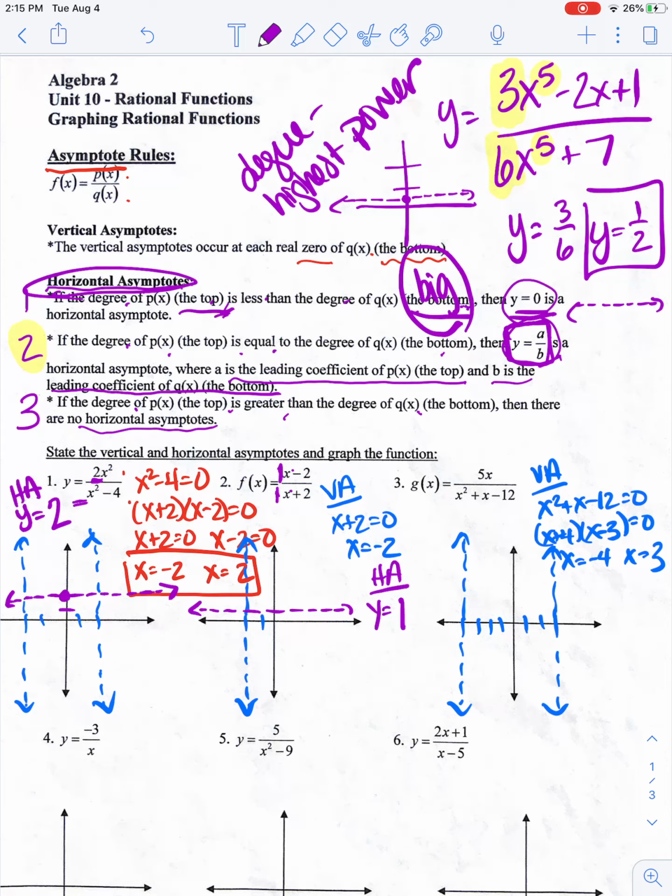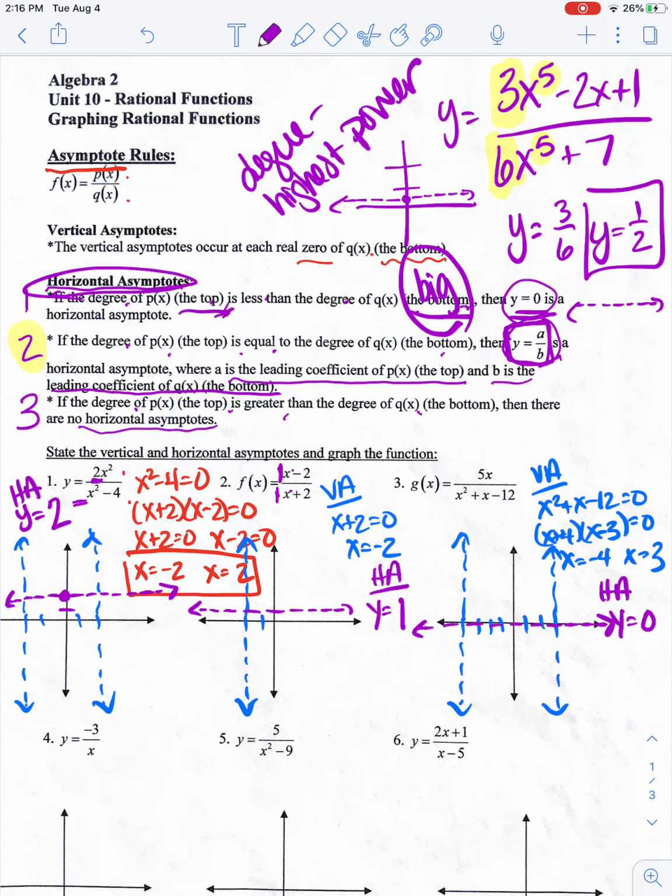And then on number 3, the degree of the bottom is bigger. So my horizontal asymptote is y equals 0. And then what I'm going to do is graph this on my calculator because I haven't touched a graph yet. Like I don't know what these look like. I just know these are sort of like the skeleton, the bones that hold the graph up.